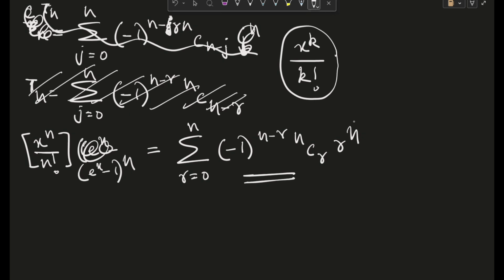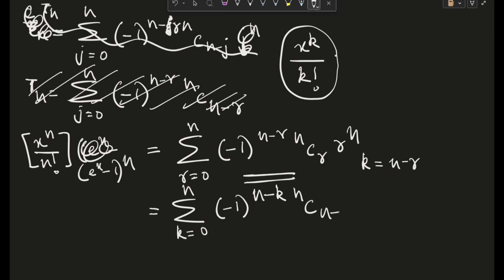Now from this particular part I have to explain something to you which is pretty important. And before doing that, one more thing we will also do. To bring this into the form that is given in our question, I will put k as n minus r. You will understand why. So basically this thing will become sigma k equals 0 to n. I guess the limits will be like this. And this will be (-1) power n minus k, and this thing will be n C n minus k and k power n.